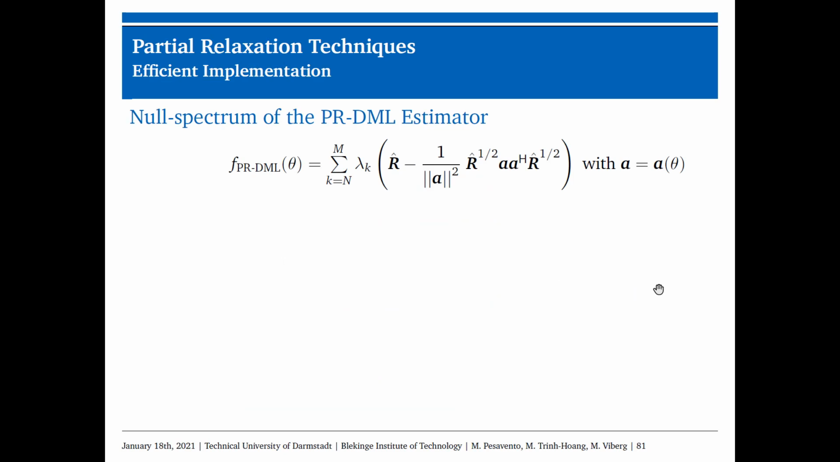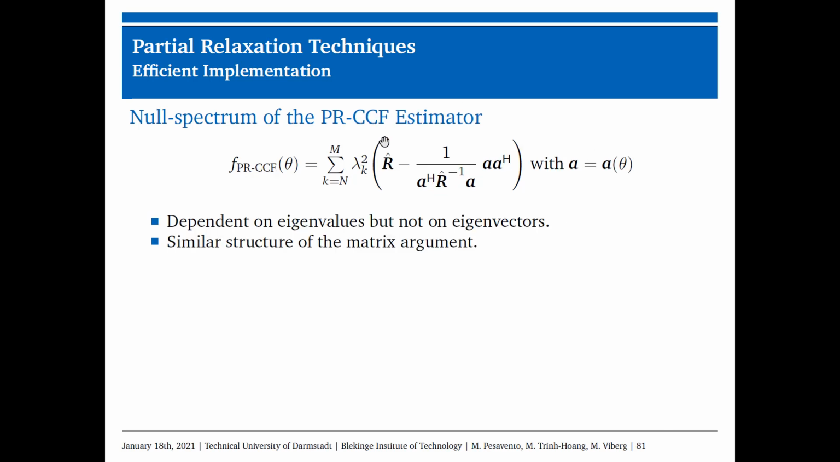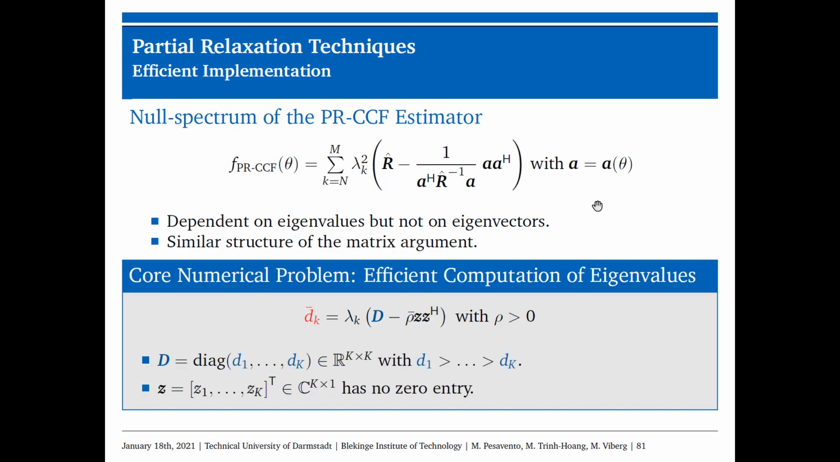The null spectrum of the PR estimators, for example, the PR DML given in here, or the PR CCF given in here, requires the computation of the eigenvalues extensively. We also remark that we only need the eigenvalues, but not the eigenvectors. The matrix argument of the eigenvalue also shares a common structure, which is a constant Hermitian matrix subtracted by an angle-dependent rank 1 component. Therefore, it would be of great interest if we compute the following core numerical problem given here as efficiently as possible.